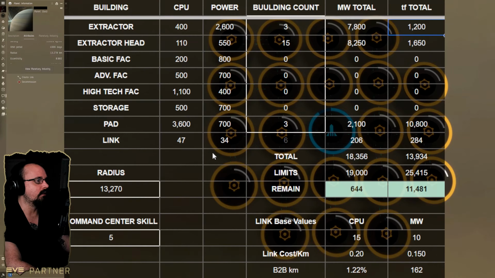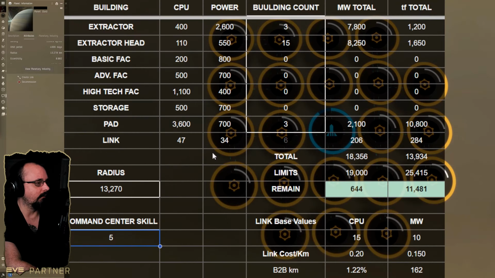And what I'm doing over here is I'm basically just taking the building count and multiplying it by the power draw to get a total for both CPU and power, and then I'm just totaling it up down here, and then basically netting it off of the limit that I have set for the command center skill.